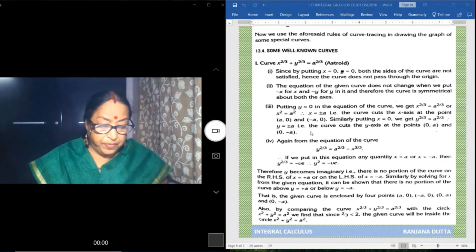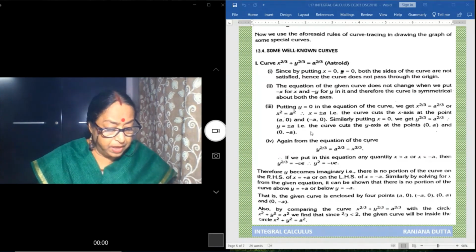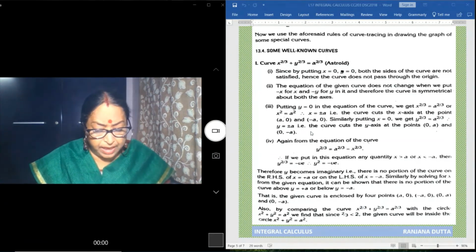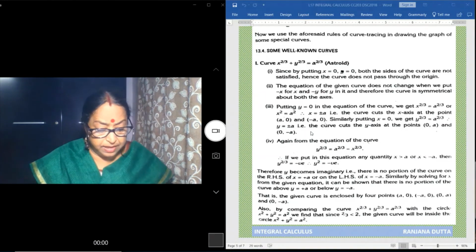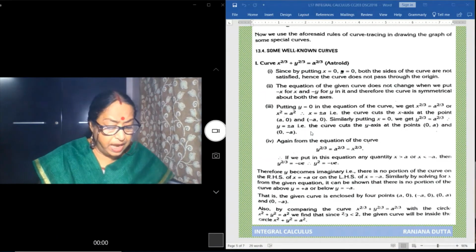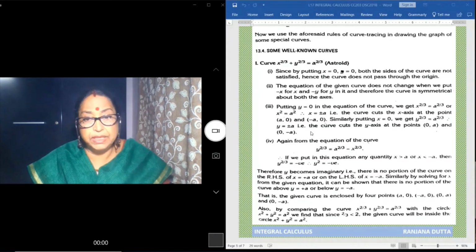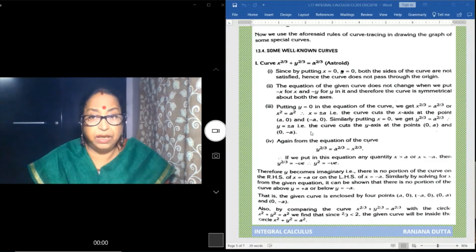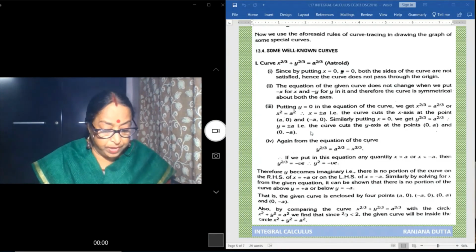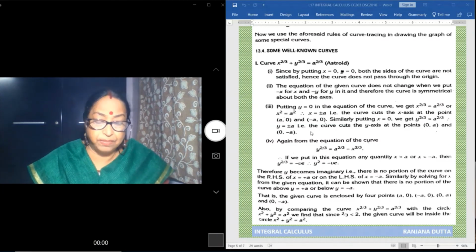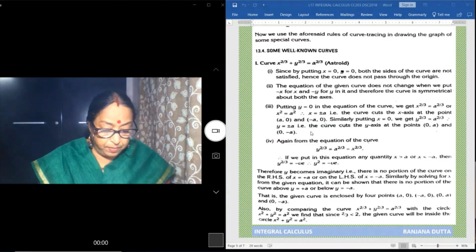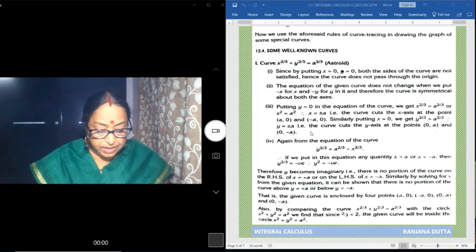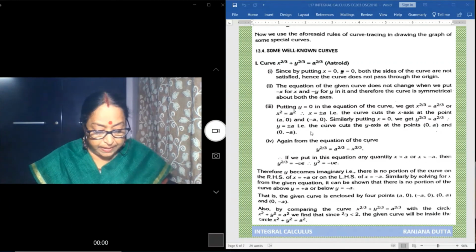Second, the equation of the curve does not change if we put minus x for x and minus y for y, and therefore the curve is symmetrical about both the axes. Number 3, putting y equal to 0, x is equal to plus minus a, and similarly putting x equal to 0, we get y equal to plus minus a.